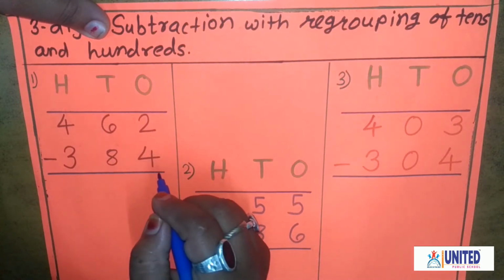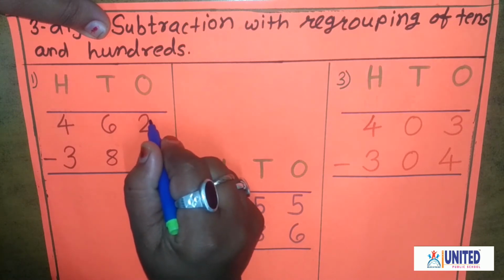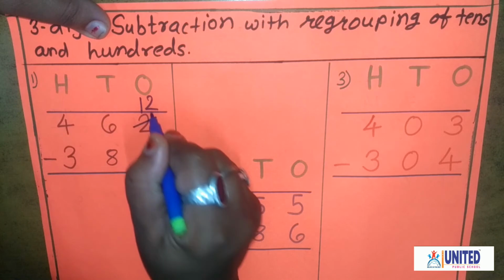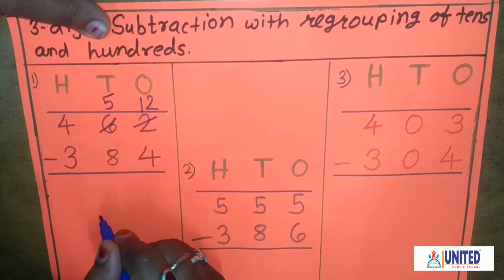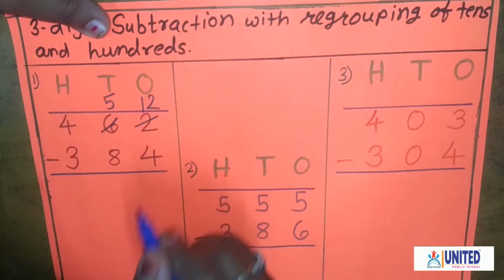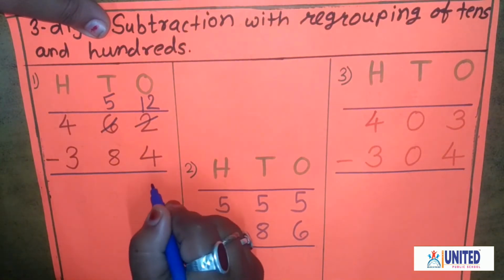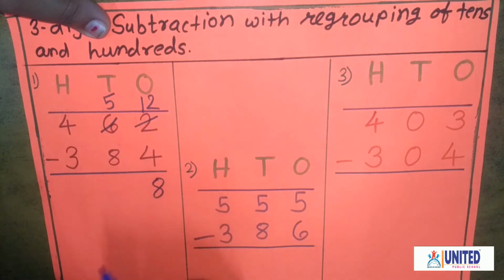2 minus 4 is possible? No. So we can cut it out. Take the borrow from the tens column. Here we write the 12. And here we take the borrow. That means 5 remains. Okay. Now 12 minus 4. How much? Yes, 8. Now in the tens column, 5 minus 8.